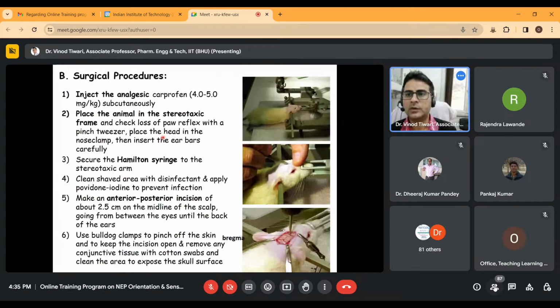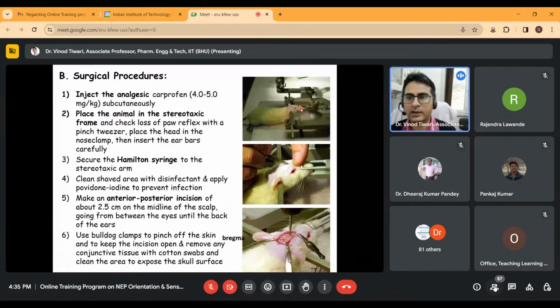Otherwise, what will happen? You have given them the anesthetic, you have also given them the painkiller, but the animal is not under anesthesia, and then you're putting an incision. You can just imagine how painful it could be for the animals. So considering all ethical guidelines in your mind, then only you should do this kind of surgery. You have to make sure that the reflexes are not there, and after that only you should go ahead for the surgery.